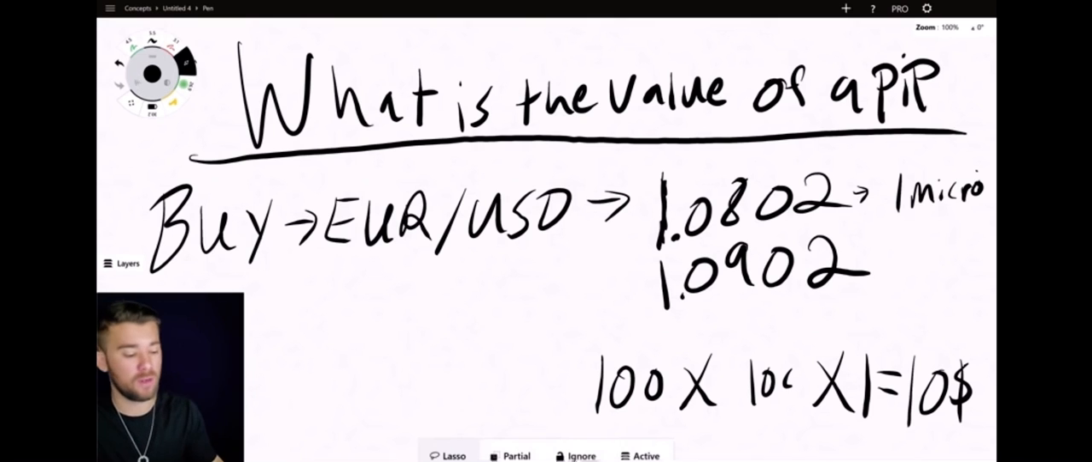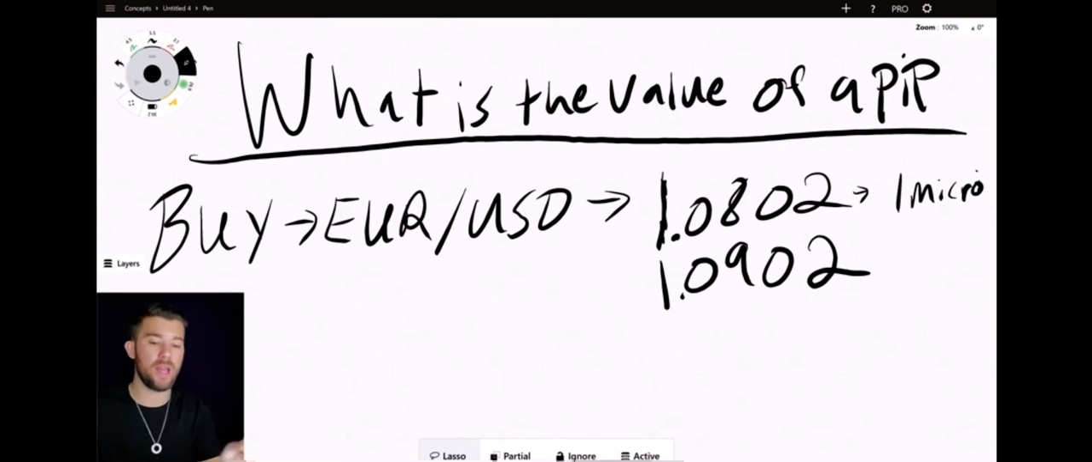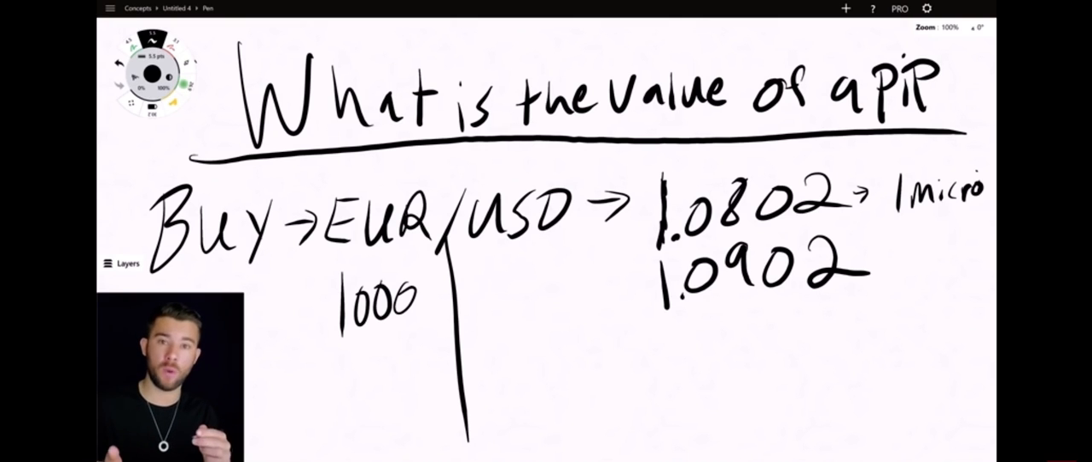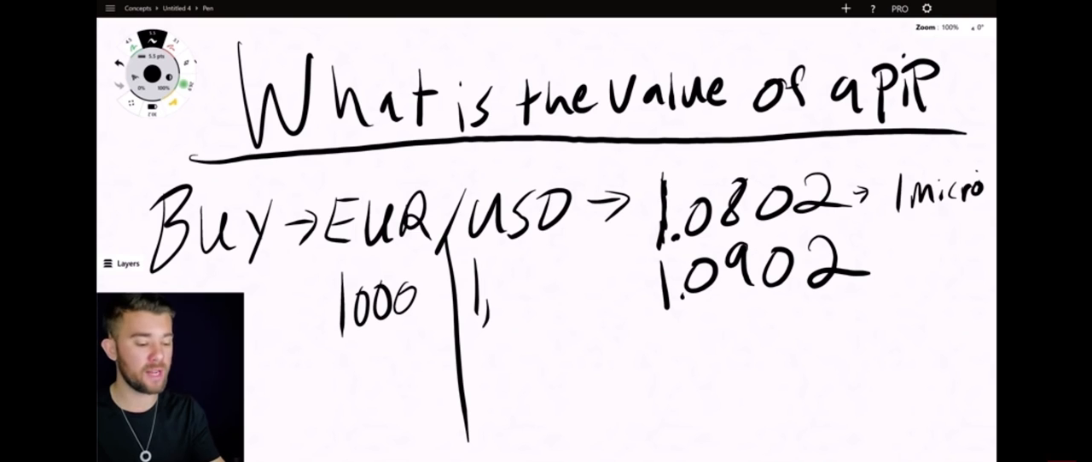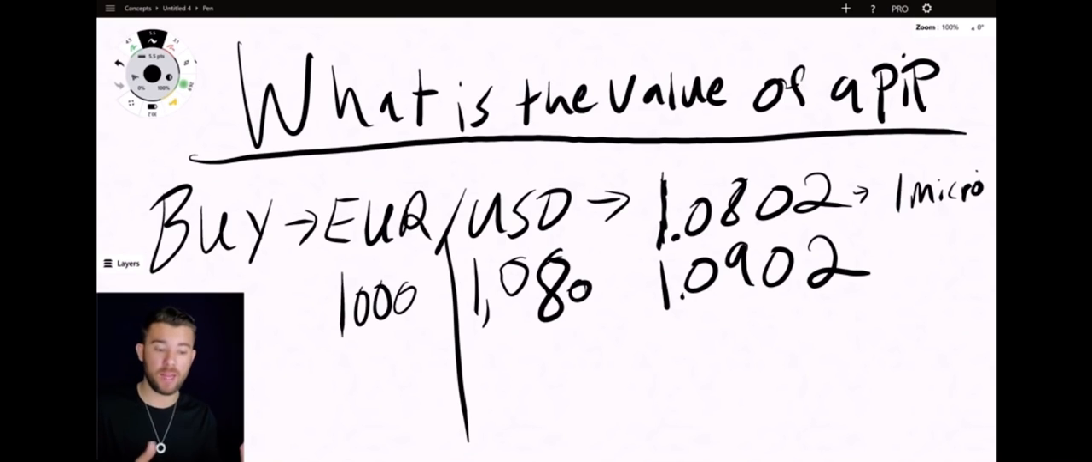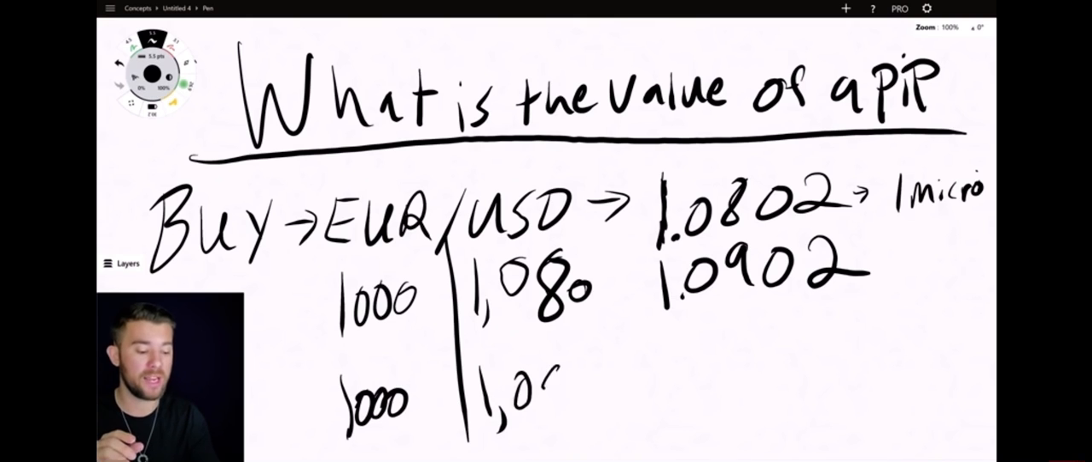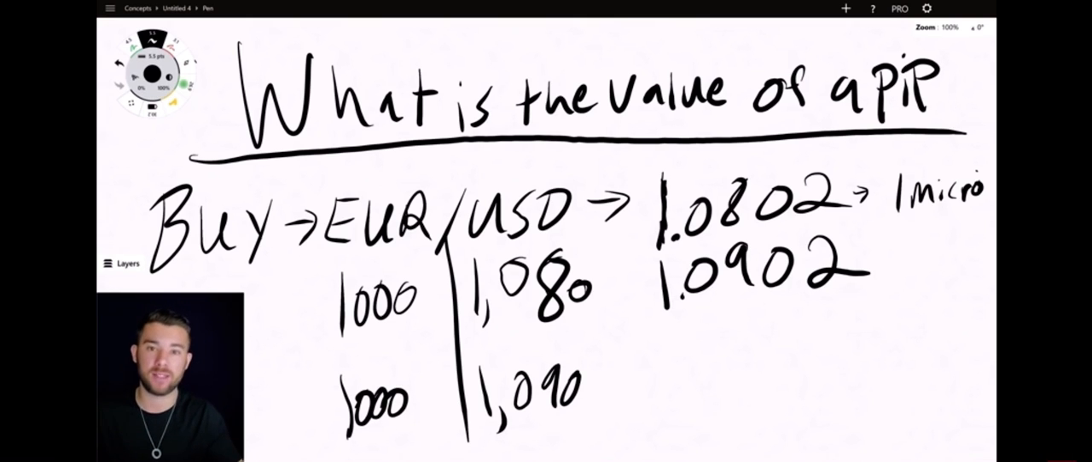So as we do with every other lot size, let's go ahead and look at it in a different way. You're telling your broker, I want 1,000 units of the euro. And they're telling you, if you want 1,000 units of the euro, we're going to charge you $1,080. And then you say, okay, I'm fine with that. You exchange it. You hold that 1,000 euros until the price rises by 100 pips. And when it does, your same 1,000 euros is now worth $1,090 because of that rise in price. So that's exactly how the value of a pip works when using a certain lot size.